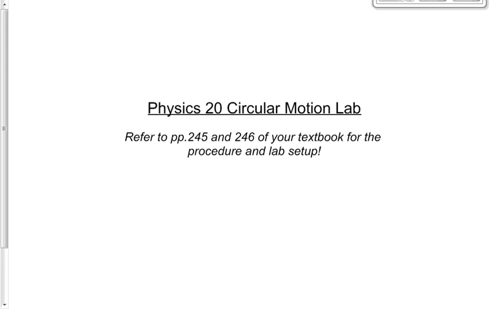Today we're going to do another activity, the basis of which is to find a relationship between two variables in the centripetal force equation that we've looked at for the last week or so. The procedure for this is fairly detailed. It's on page 245 and 246 of your textbook.